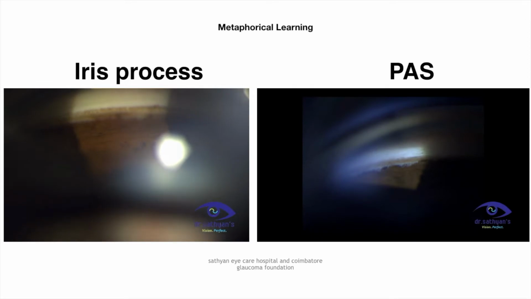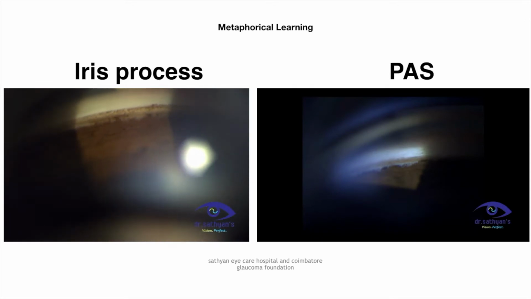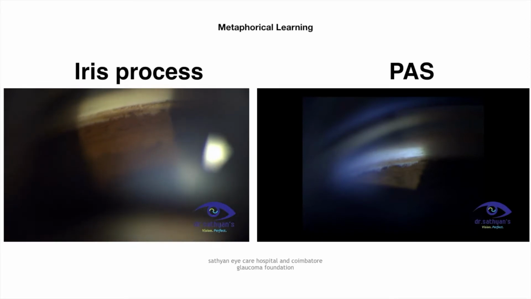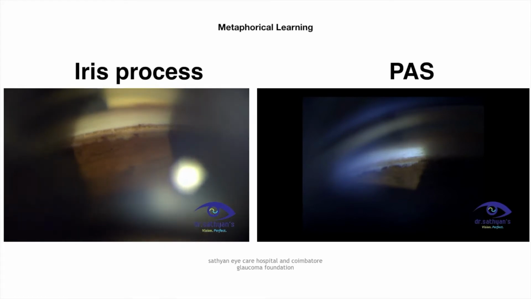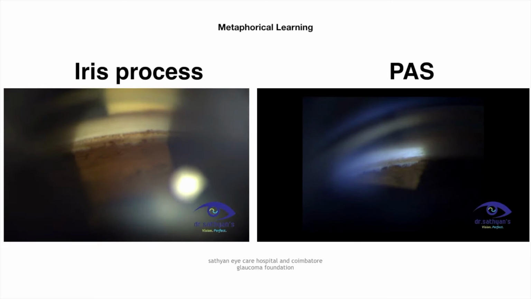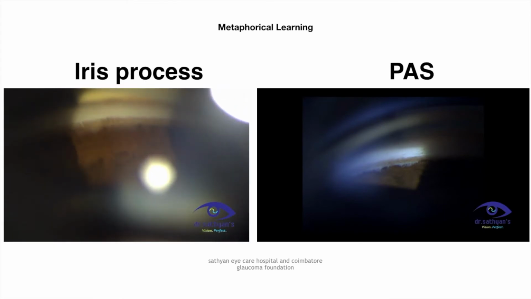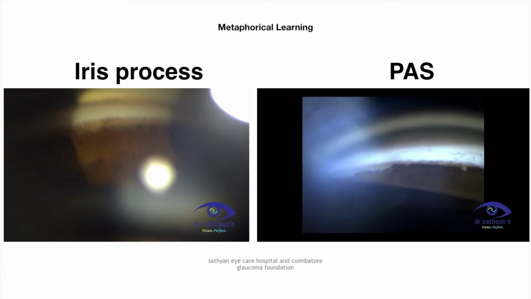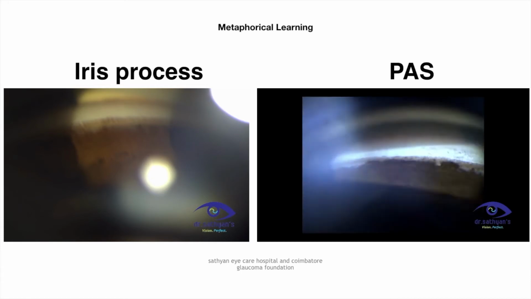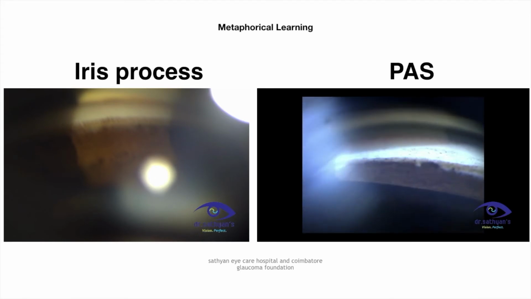The real-time video of the iris processes can be seen, where the iris processes are arborized over the angle recess, and it does not block the angle nor pose any difficulty in visualizing the angle structures beneath it, whereas the peripheral anterior synechiae is more broad and dense and causes obstruction to the drainage by adhering to the angle recess.